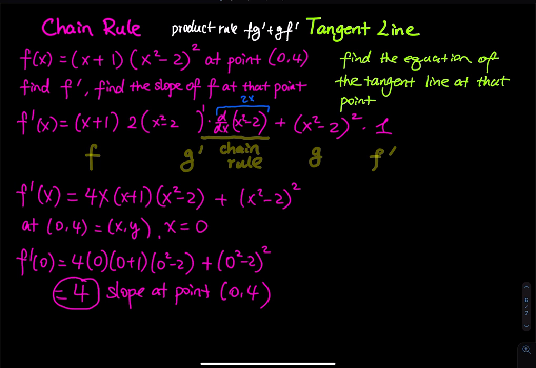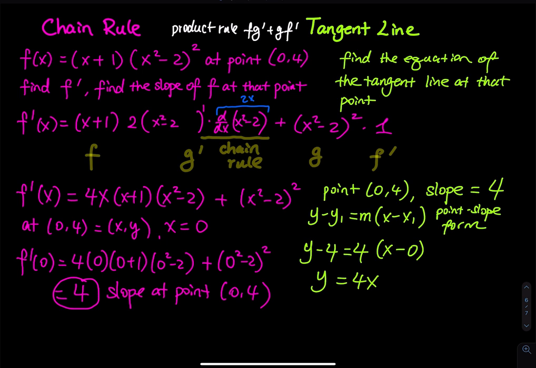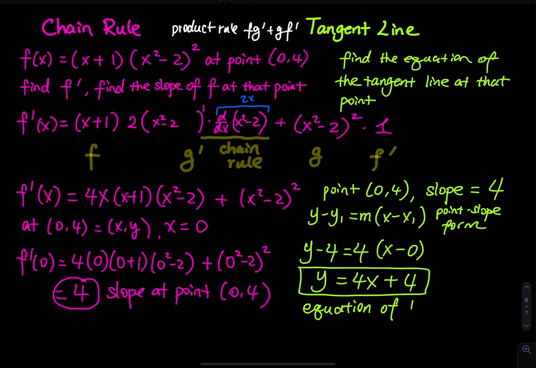And now we have a slope, we have a point. We can build a tangent line. Let's follow the color code. So now we have a point at (0, 4), and then slope is equal to 4. So we will be using the point slope form, y minus y1 equals slope times x minus x1. You studied this in elementary algebra. This is called the point slope form of a line. So y minus y1, which is 4, equals slope times x minus x1, which is 0. So you have y equals 4x minus 0 plus 4. So 4x plus 4 is the equation of the tangent line to the function at that specific point, (0, 4).